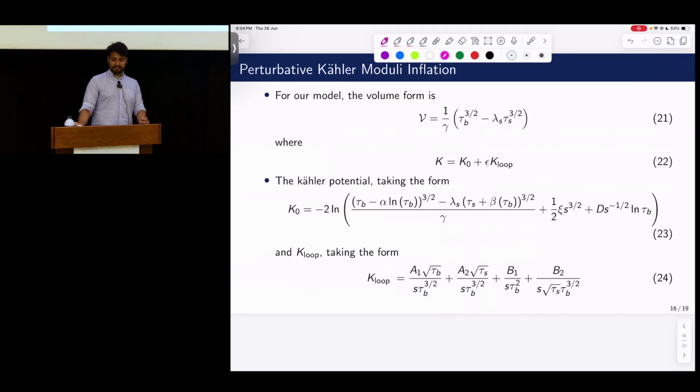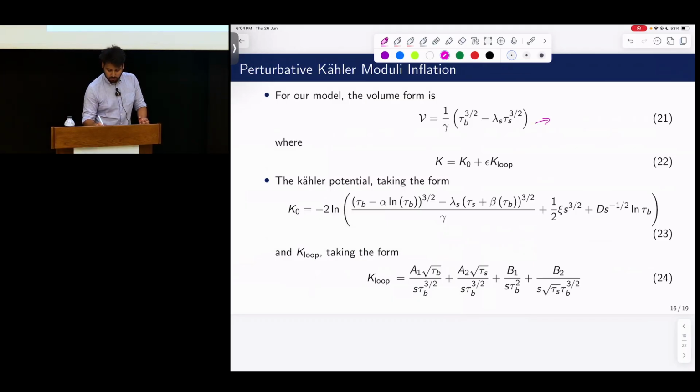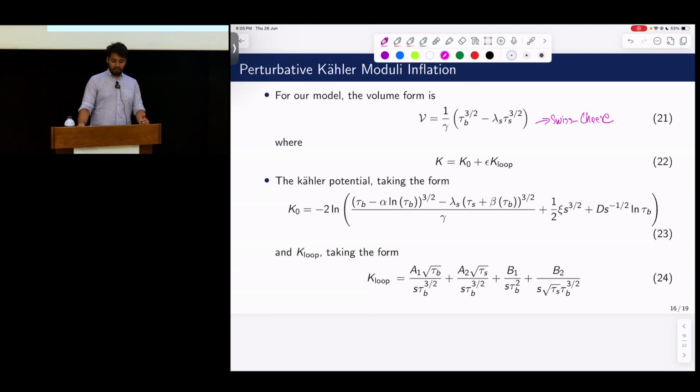So our model uses a similar Swiss cheese type of volume form with the same blow-up modulus, which effectively drives moduli stabilization. However, the caveat of our model is that our superpotential is kept bare. It's the tree-level superpotential.